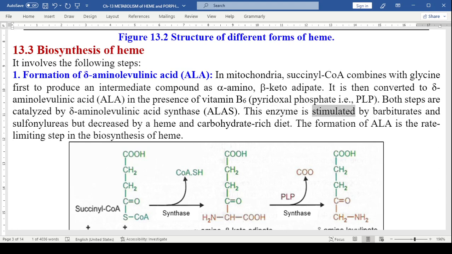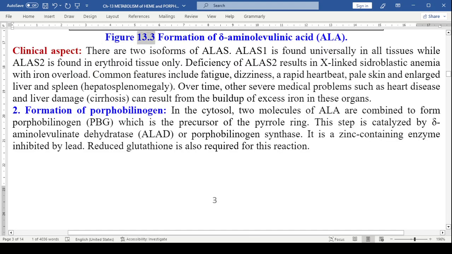This enzyme is stimulated by barbiturates and sulfonylureas but decreased by heme and a carbohydrate-rich diet. The formation of ALA is the rate-limiting step in the biosynthesis of heme. Figure 13.3 Formation of delta-aminolevulinic acid, ALA. Clinical aspect. There are 2 isoforms of ALAS. ALAS1 is found universally in all tissues while ALAS2 is found in erythroid tissue only.